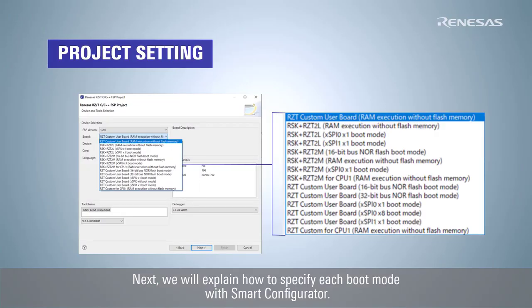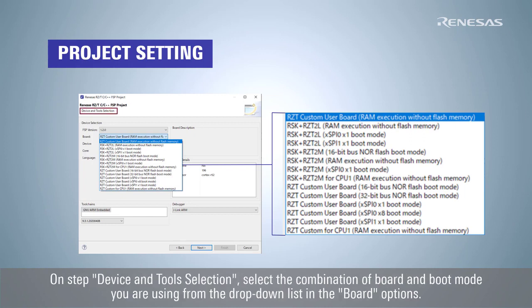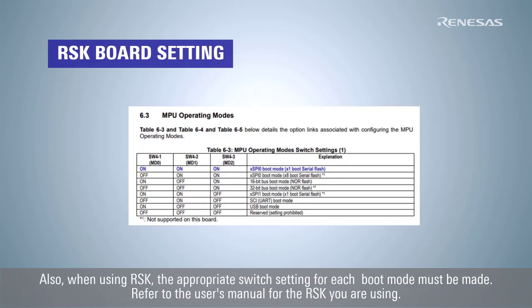Next, we will explain how to specify each boot mode with Smart Configurator. XSPI 0x1 boot, 16-bit bus boot and RAM execution, which are supported by FSP, can be selected when a project file is created. On step device and tool selection, select the combination of board and boot mode you are using from the drop-down list in the board options. Also, when using RSK, the appropriate switch setting for each boot mode must be made. Refer to the user's manual for the RSK you are using.